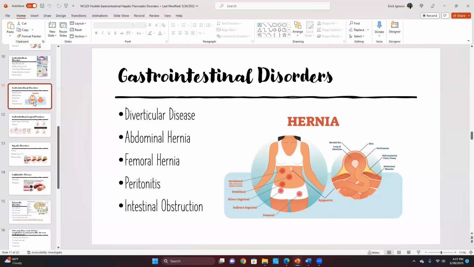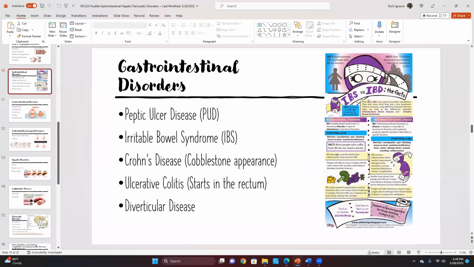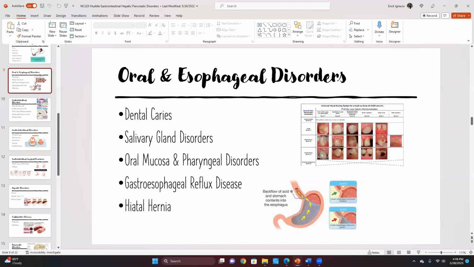All right, so let's talk about trying to see what my picture is showing. I want to mention, let's talk about GERD for a moment. Okay, let's see, I don't have a picture for that. Okay, so yeah, let's talk about GERD first.